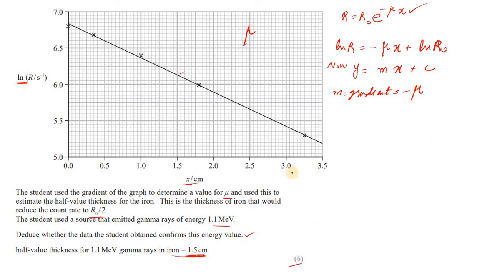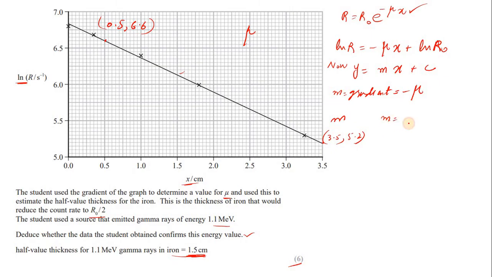So let's find mu. For the gradient m, we choose 2 points. We choose this point and this point. We can choose other points as well, it's up to you. Choose any 2 points. So the points are 0.5, 6.6 and 3.5, 5.2. These are the 2 points. Now you can use these 2 points to find mu, or the gradient.